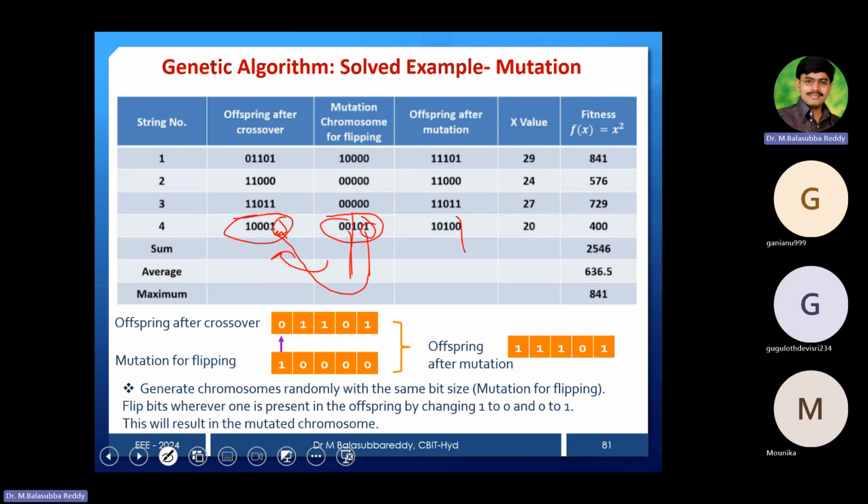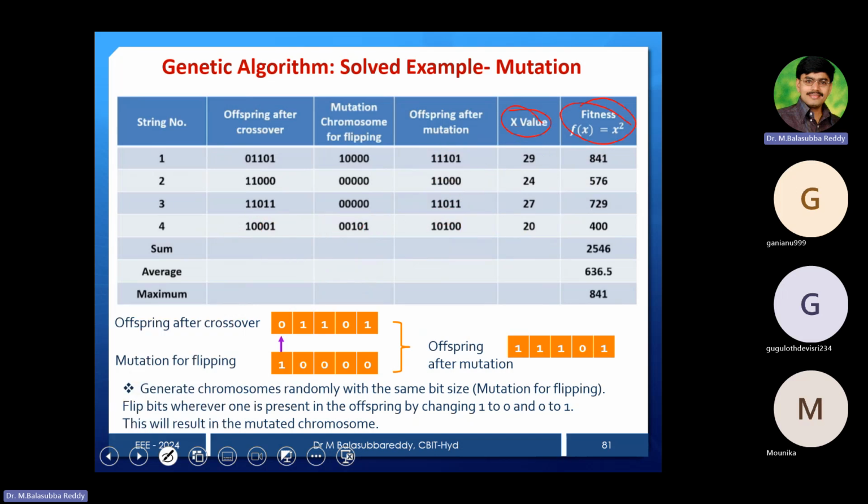And the third bit, this one, it is 1, and here the third bit is 0. So I make it 1. Like that, I can do the offspring. So the X value I can compute using 2 power 0, 2 power 1 and so on. The count will be 20 because this is your final after mutation. Now we got the X values after mutation.